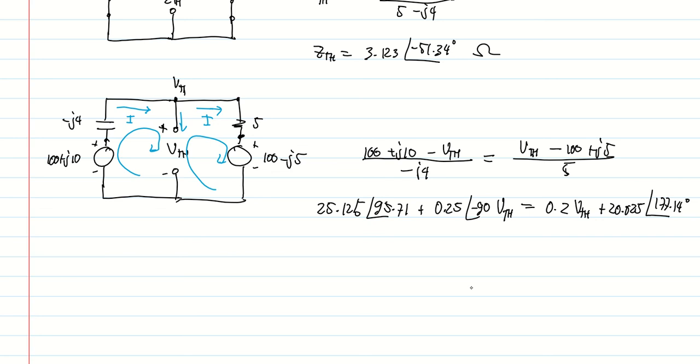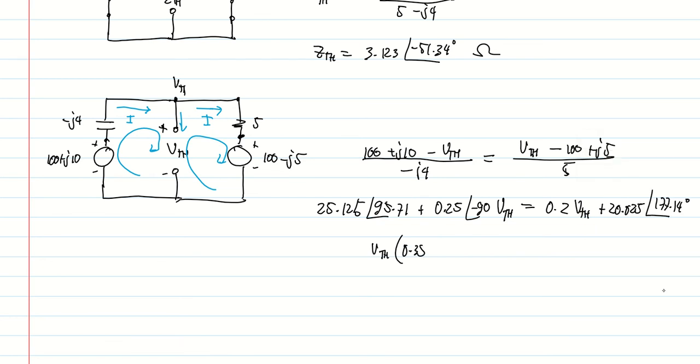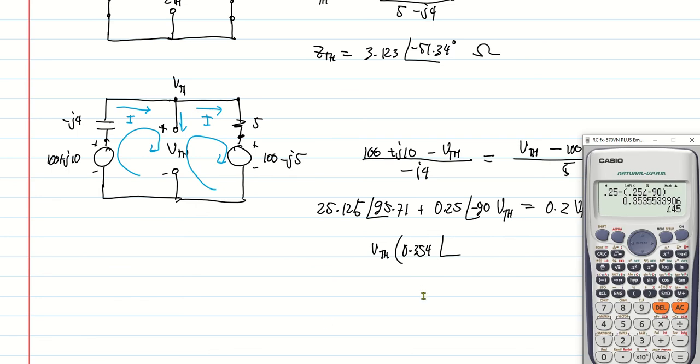Then we can put this negative 0.25 angle negative 90 on the right side. Then we add it with 0.2. So we have VTH times 0.2 minus 0.25 angle negative 90. So this is 0.354 angle 45 degrees.